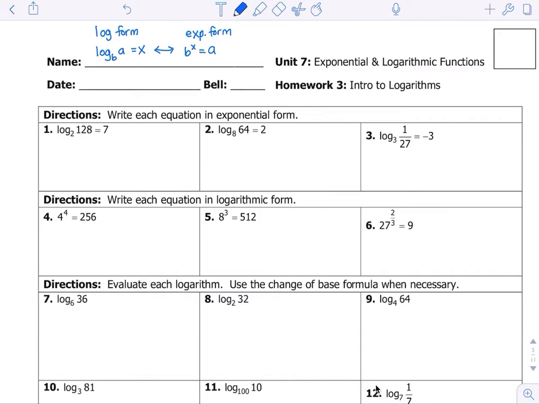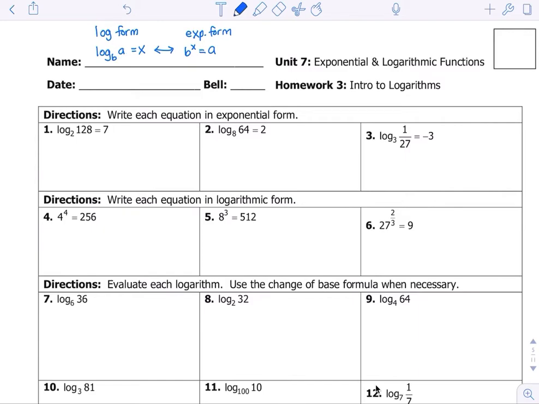You can get from log form to exponential form, and if you have exponential form, you can also bring that to log form. Notice that the base of the log form is the base of the exponential form. When you go from here to here, the base is raised to this as a power, and it's equal to the argument, which is a. And that's how you get exponential form.